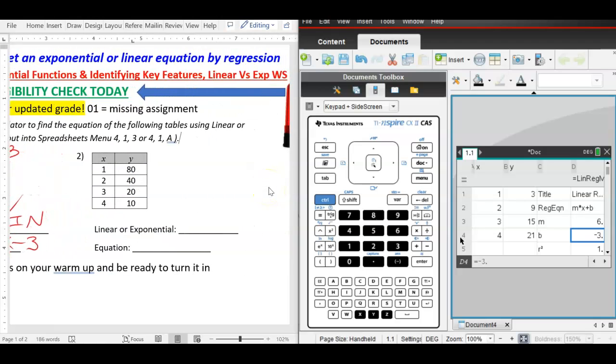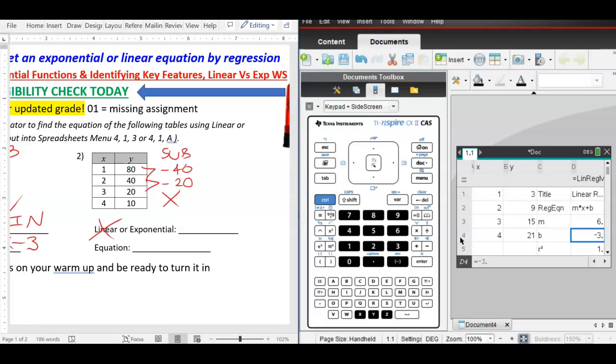Okay, let's do number 2. On number 2, let's once again do some subtraction. So when I subtract, 40 minus 80, bottom minus top, is negative 40. Bottom minus top, 20 minus 40 is negative 20. And I can already see that this subtraction is not the same. So I'm going to cross out linear, it's not linear.